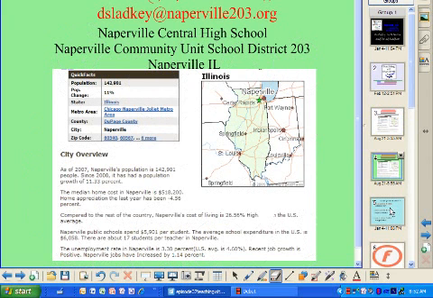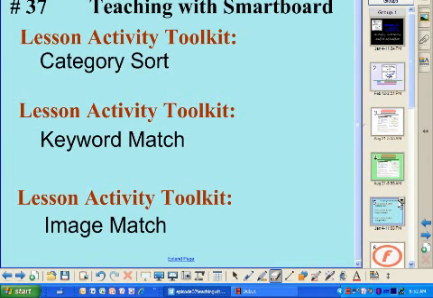So what's happening today? Well, the first one that we're looking at is category sort for our lesson activity toolkit. Our second one is keyword match, and our last one is image match. All right. So lots of lesson stuff today.